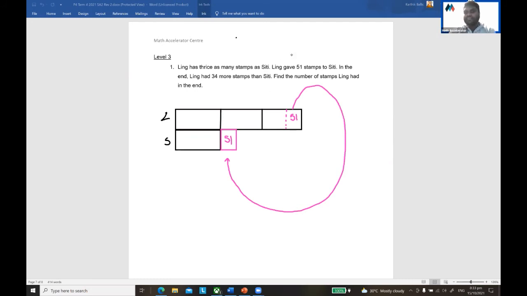Now you've got a pencil, right? I hope you all drew this in pencil. Using that same pencil, I want you to shade lightly what happened in the end. In the end, 51 is gone from Ling, so just shade lightly how much Ling has at the end, up till here. Next, can you shade for city? City now has 51 more, so you shade 51 as well.